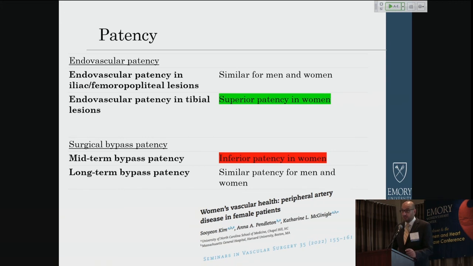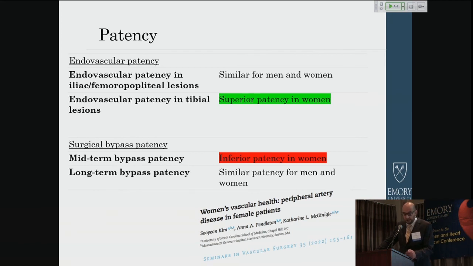Patency, this is interesting. When we looked at long-term Medicare data, and this was a very nice article by Dr. McKinnigal from UNC, endovascular patency, if you take away the short-term results, the increased risk of access complications, endovascular patency results are better in women. Surgical patency results are inferior.